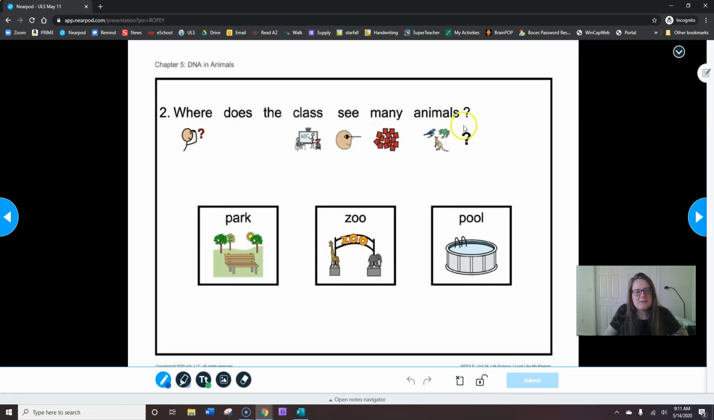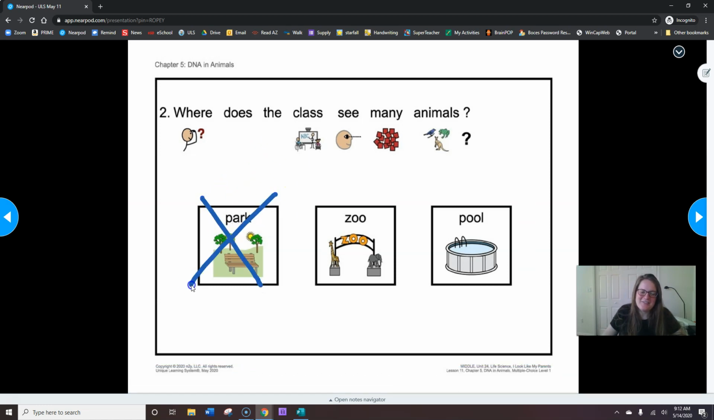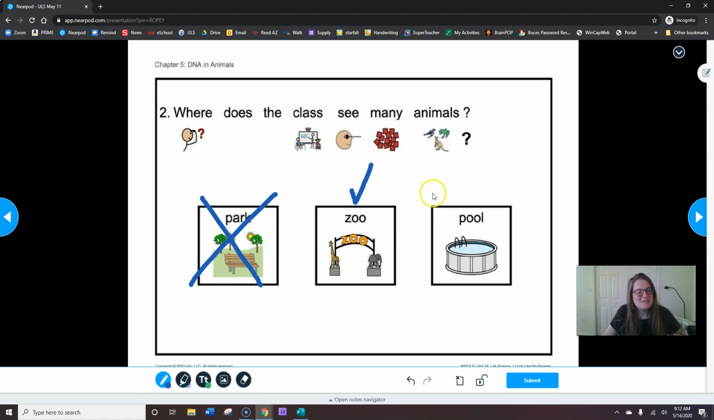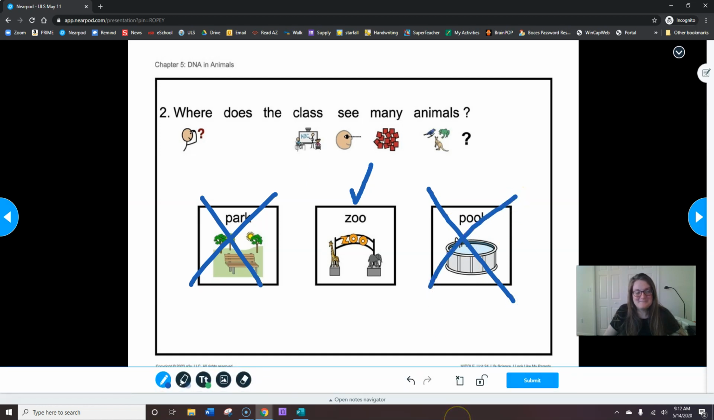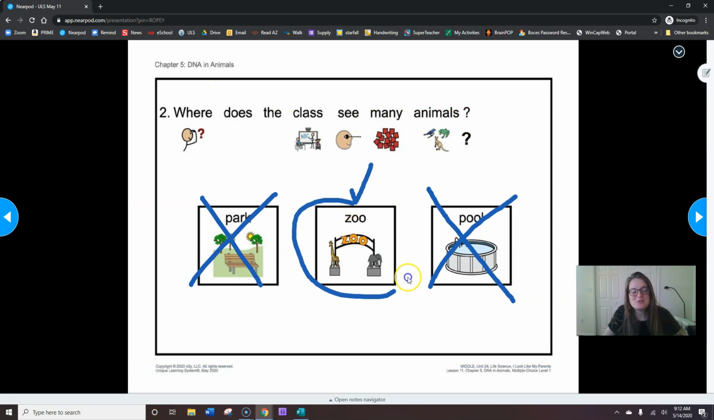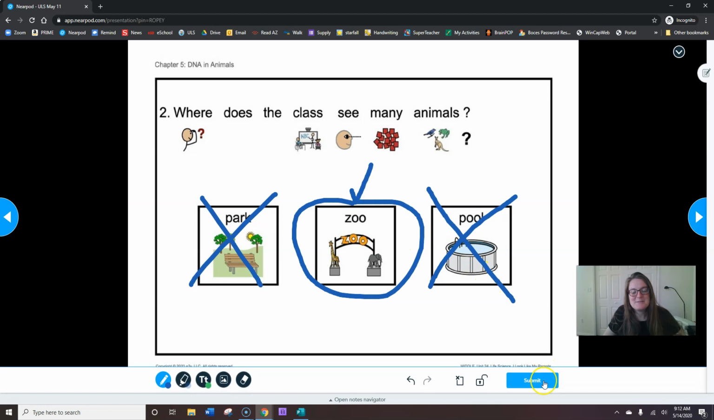Where does the class see many animals? Did they see the tigers at the park, the zoo, or the pool? Now, I would be scared if I saw tigers at the park. That doesn't sound safe. You can safely see tigers at the zoo. I've never seen tigers in a person's pool. Okay. Where does the class see many animals? At the zoo. So I'll circle zoo, you circle zoo, and then hit submit.